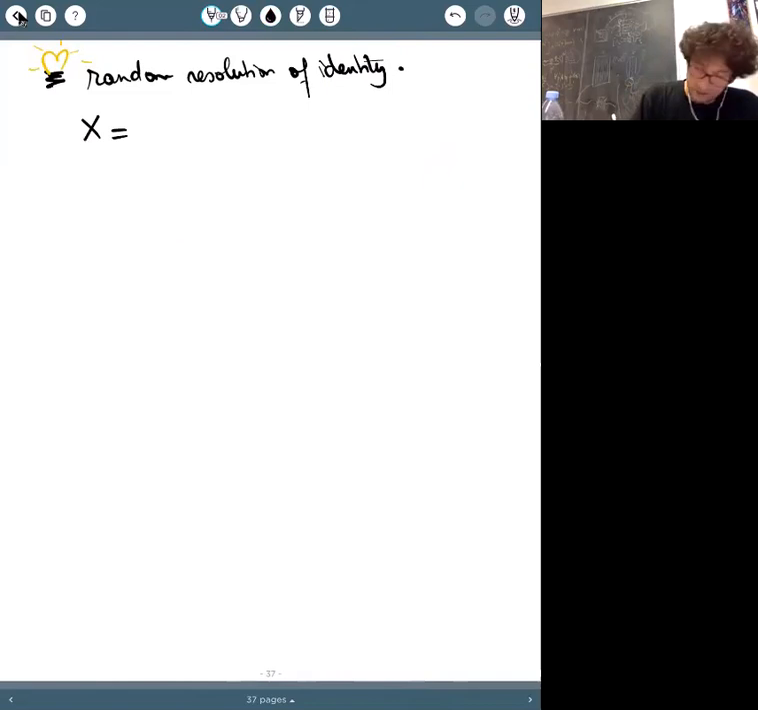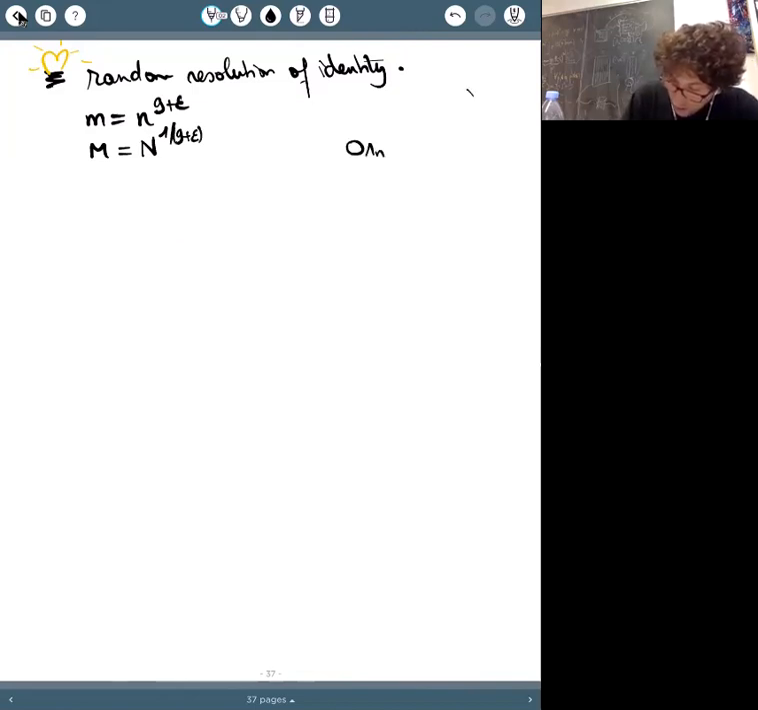So what is this X? So let's define M, which is n to the 9 plus epsilon. I mean, 9 is just for technical reasons, but let's ignore that. And m, which is such that it's n to the 1 over 9 plus epsilon. Okay, so I had lambda n, lambda capital N, and I introduce this lambda small m and lambda capital M, like that.